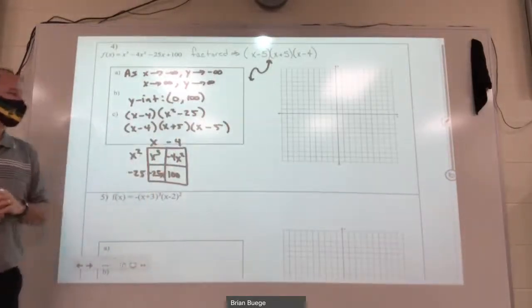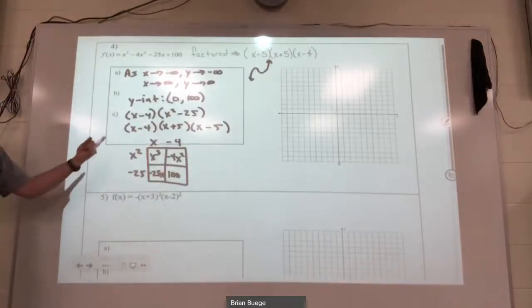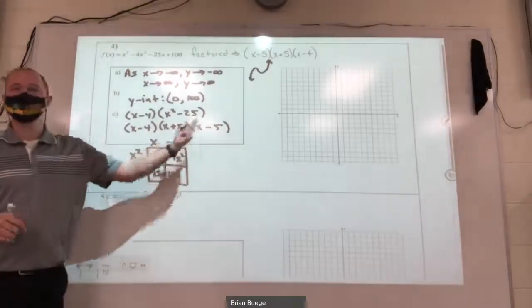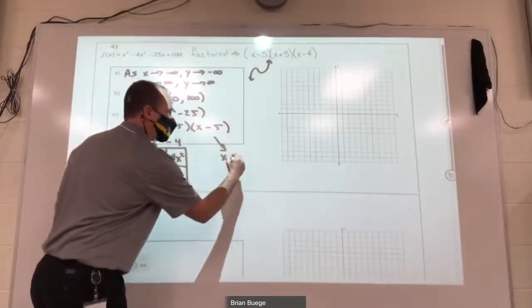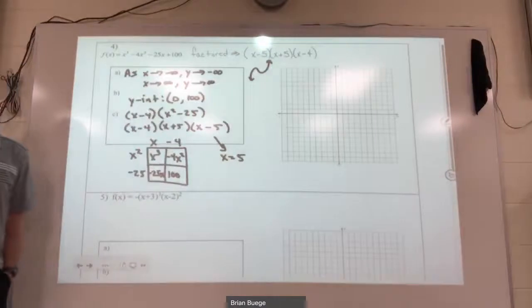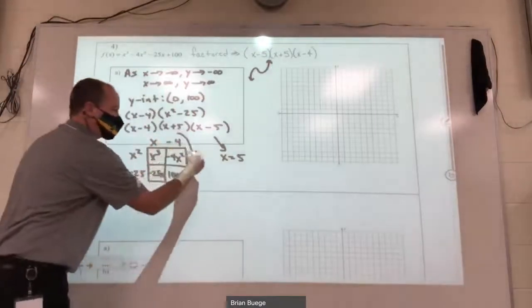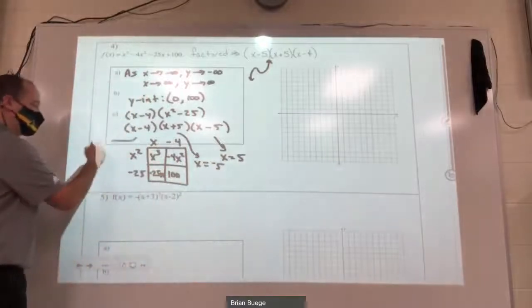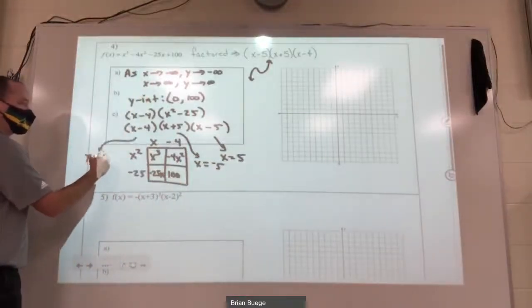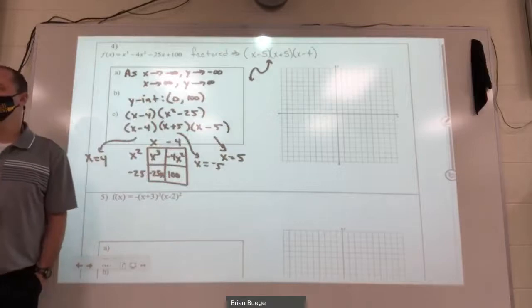It cancels out and goes away. So now if we take a look, I've got the 3 factors, which means down here, this tells me that x equals 5 is the first 0. This factor tells me that I've got x equals negative 5 as my second 0. And over here we've got x equals 4 as the third one.